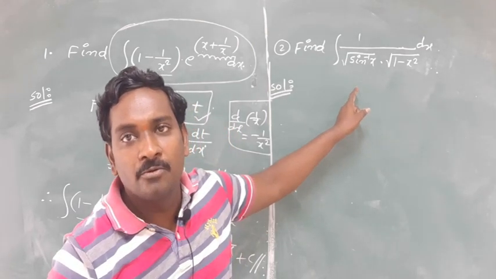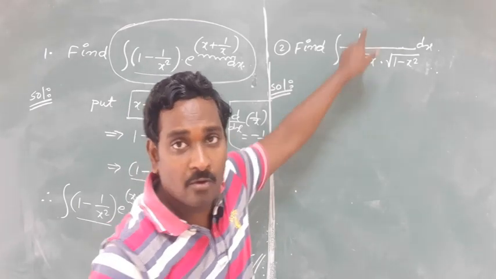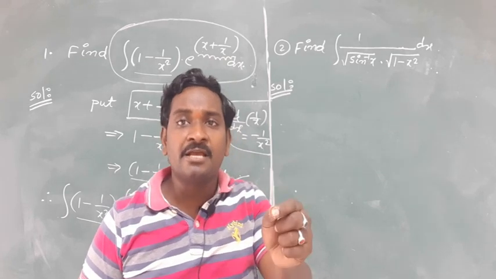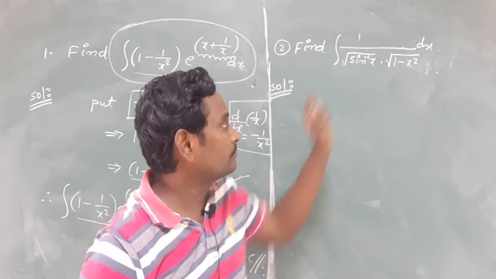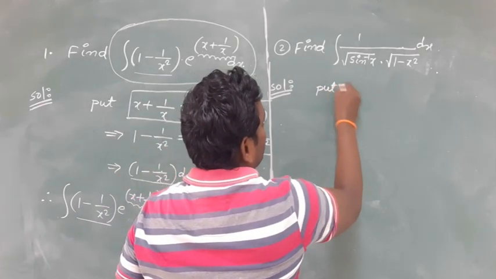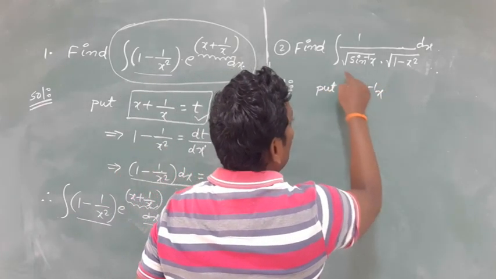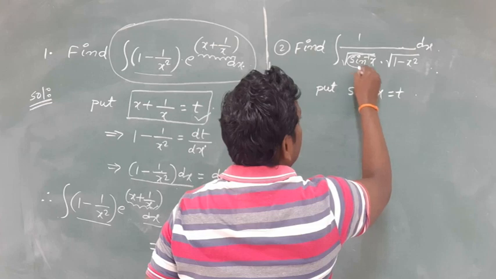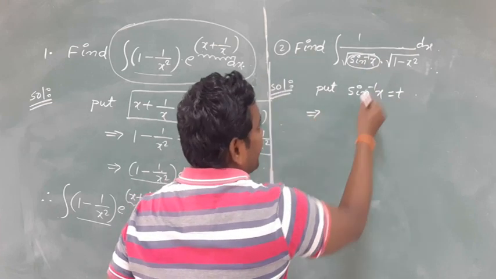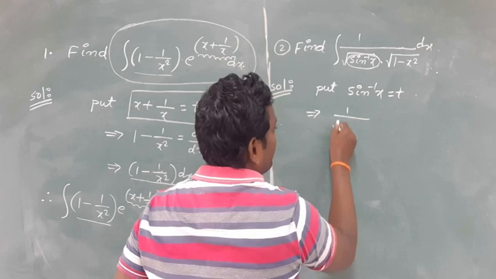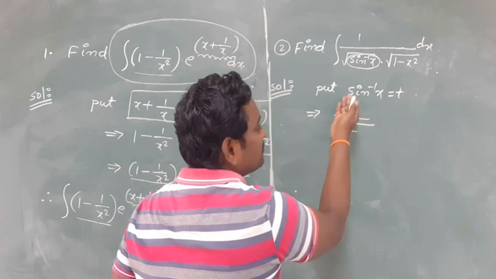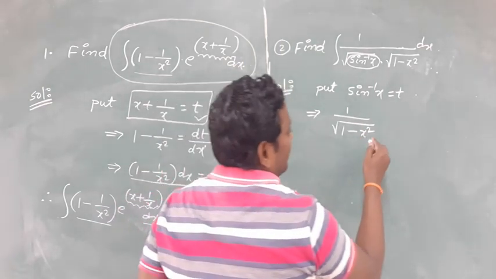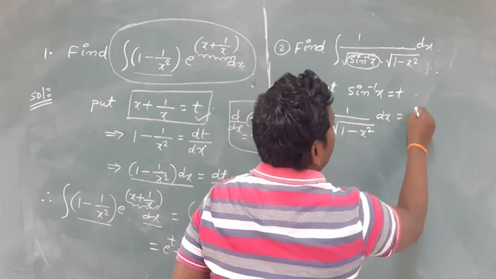We are observing that we have the terms sine inverse x and 1 by root over 1 minus x square dx. That's why simply take sine inverse x is equal to t, and you will get its derivative as the other part. Don't take root over sine inverse x. Just take sine inverse x is equal to t. Everybody knows that the derivative of sine inverse x is 1 by root over 1 minus x square. So 1 by root over 1 minus x square dx is dt.